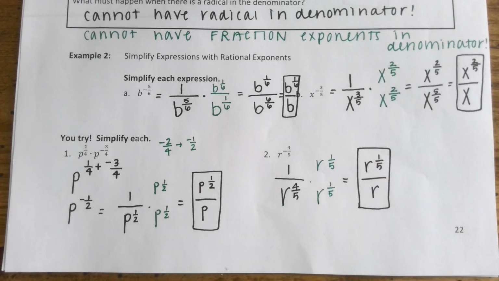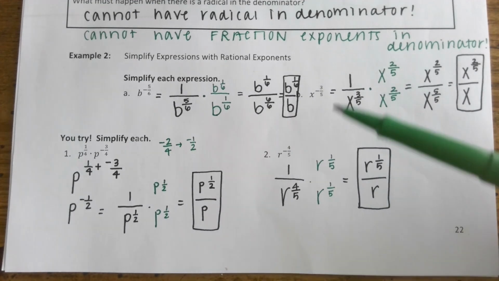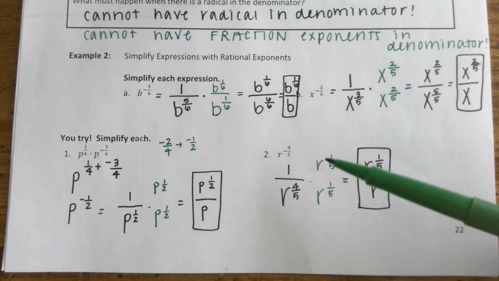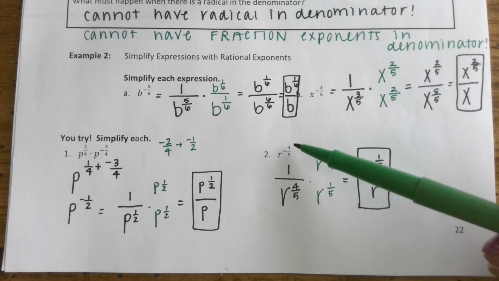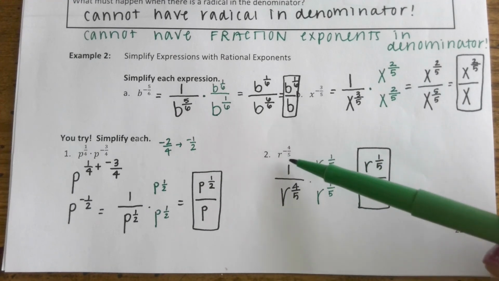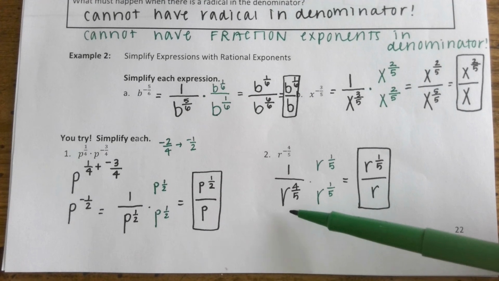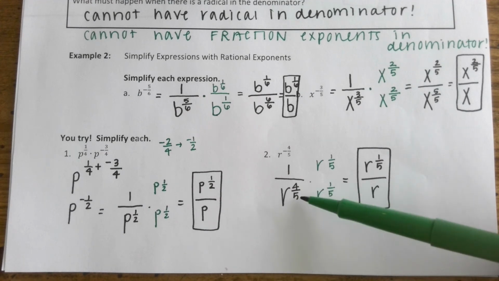2 was a little bit easier than number 1. 1 had quite a few steps there. I'm going to start with getting rid of the negative exponent by changing this entire thing into a fraction, putting r to the 4/5 in the denominator. I'm left with 1 on top.